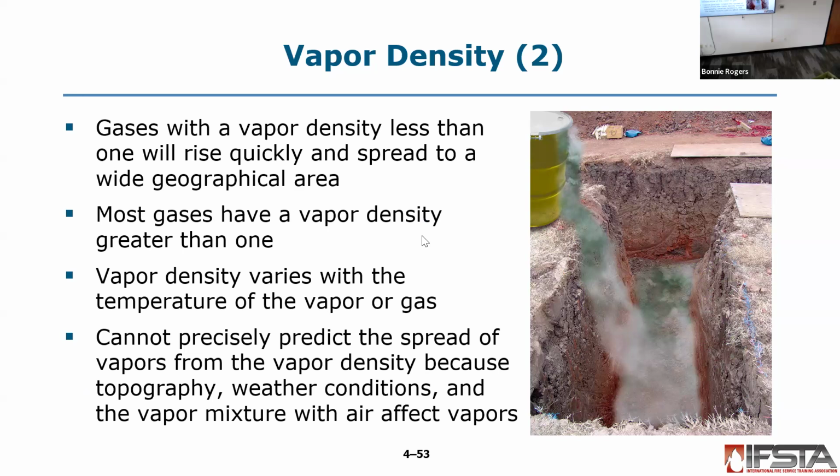So what happens when you have something that's greater than 1? The gas is going to go low. What are some of the factors that influence it? Temperature. Good. What else? Saturation in the air, humidity.